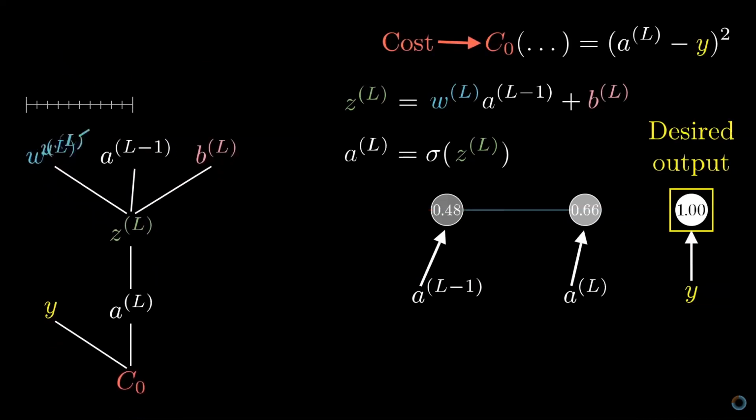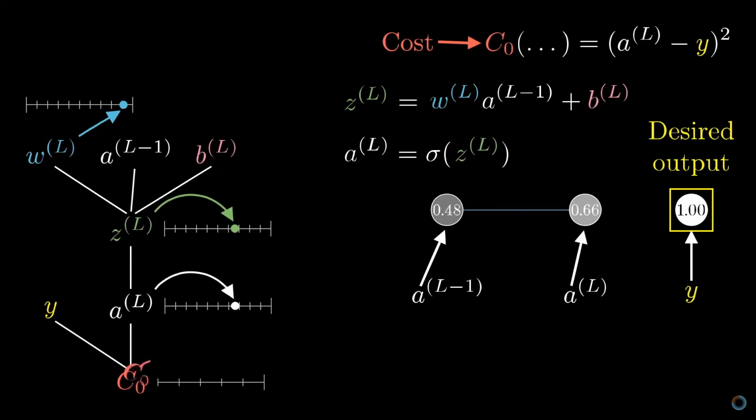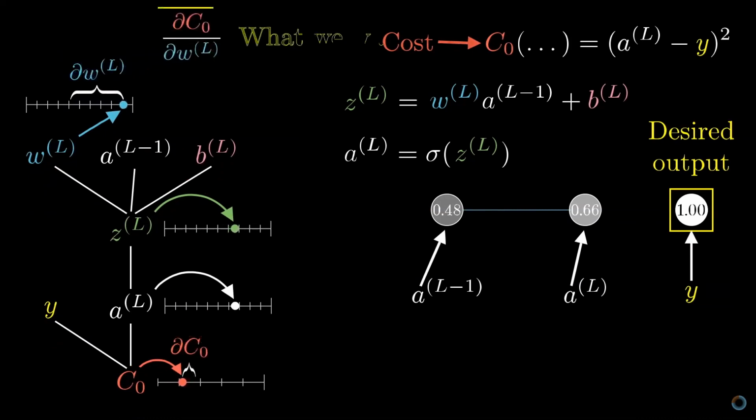Now all of these are just numbers, right? And it can be nice to think of each one as having its own little number line. Our first goal is to understand how sensitive the cost function is to small changes in our weight, W^L. Or phrased differently, what is the derivative of C with respect to W^L?